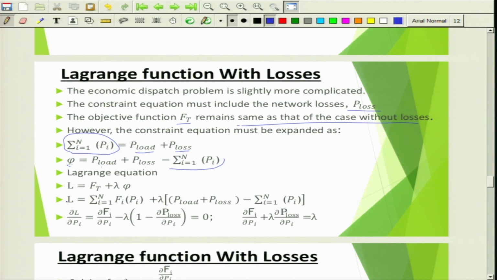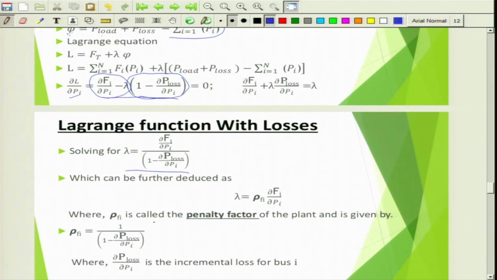With the same approach, obtain the partial differential equation dou L by dou Pi, and that comes out to be dou Fi by dou Pi minus lambda into 1 minus dou P loss by dou Pi. Earlier it was just dou Fi by dou Pi minus lambda, without considering the loss. Now with inclusion of loss you will get this additional factor 1 minus dou P loss by dou Pi. So that means dou Fi by dou Pi plus lambda into dou P loss by dou Pi is equal to lambda.